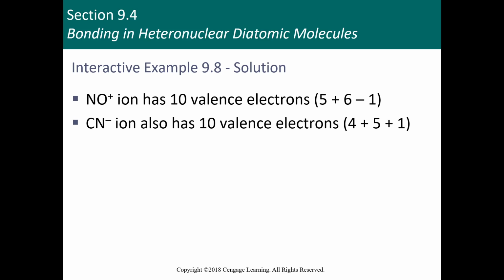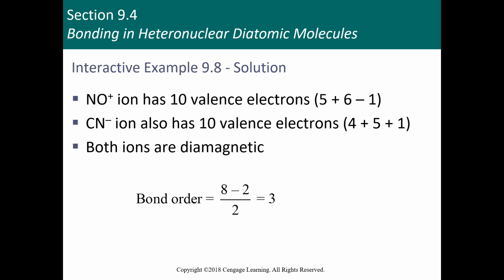and that means that we have 4 from carbon, 5 from nitrogen, and then we have a negative, which means we've gained an electron. Both of these ions are actually diamagnetic. The bond order for both of these is going to be 8 minus 2 divided by 2, which is 6 divided by 2, which is 3.